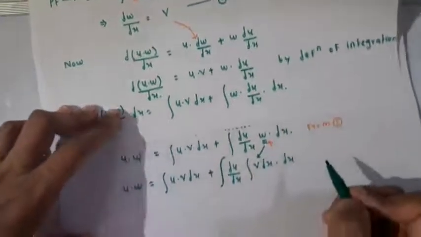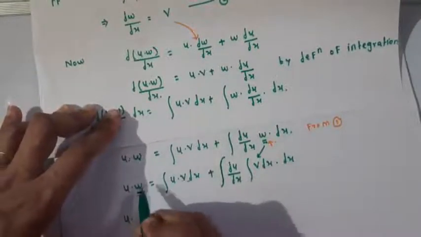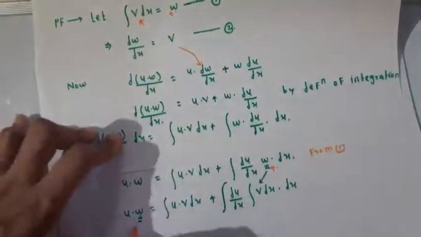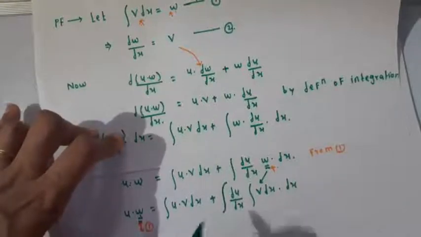Okay students, and hence u into, now put the value of w. What is the value of w? Again from 1, the value of w from 1. What is the value of w?